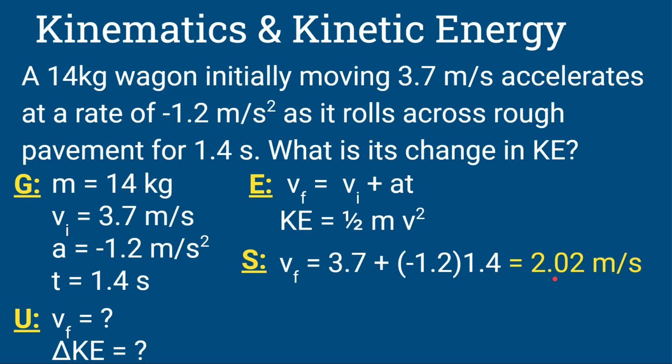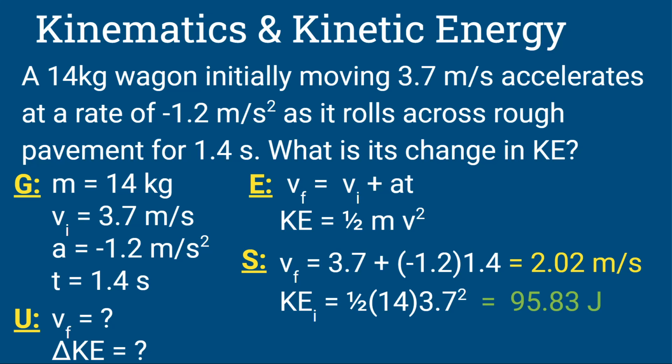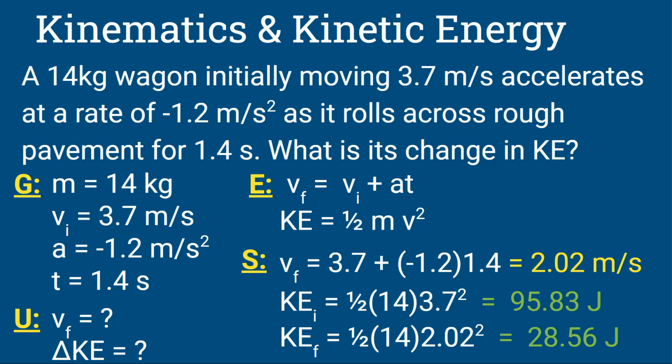I already know my change will be negative, but I have to solve for my initial KE and my final KE. Initial KE, 1/2 times 14 times 3.7 squared, gives me an initial kinetic energy of 95.83 joules. My final kinetic energy, same idea, different velocity, 1/2 times 14 times 2.02 squared, gives me a final kinetic energy of 28.56 joules. From here, I just have to subtract.